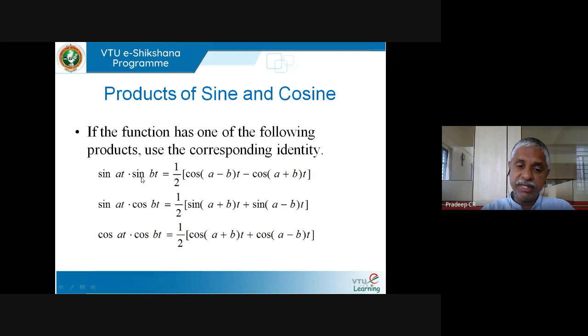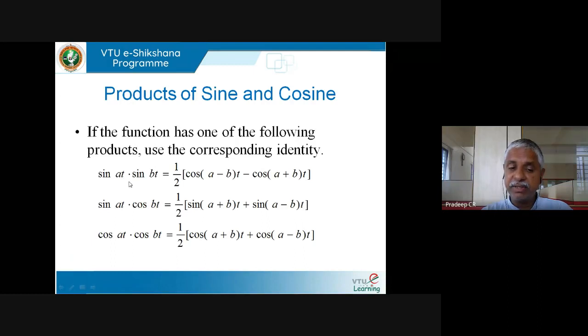So sine AT sine BT is half of cos of (A minus B)T minus cos of (A plus B)T. How is this useful? If I'm trying to find Laplace of sine AT into sine BT, which is the same as Laplace of this whole thing, that is easy to find because now I use linearity, I pull out half, and Laplace of this is half Laplace of this minus half Laplace of this. Laplace of this I know how to find. Laplace of cos of a constant times t is s by s square plus the constant square, and similarly for this. So by using the linearity property of the Laplace transform, I can find Laplace of sine AT sine BT.